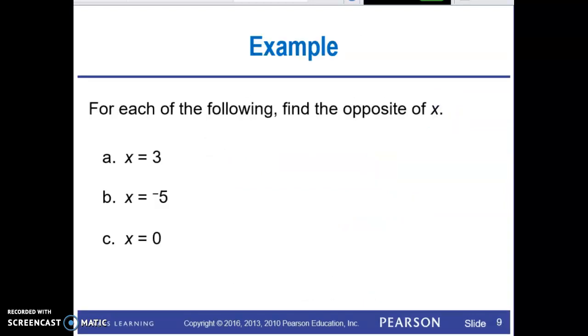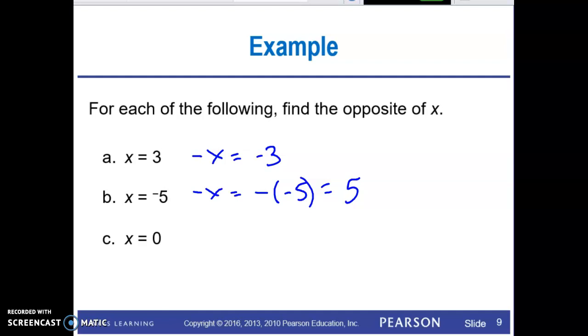Okay, so in each of the following, let's see if we can find the opposite of x. Okay, pause the video, see if you can find the opposite of each one. All right, let's see how we did. So the opposite of x here is going to be the opposite of 3, which is -3. In B, the opposite of x is going to be the opposite of -5, and the opposite of -5 is +5. So the opposite of x here is +5.